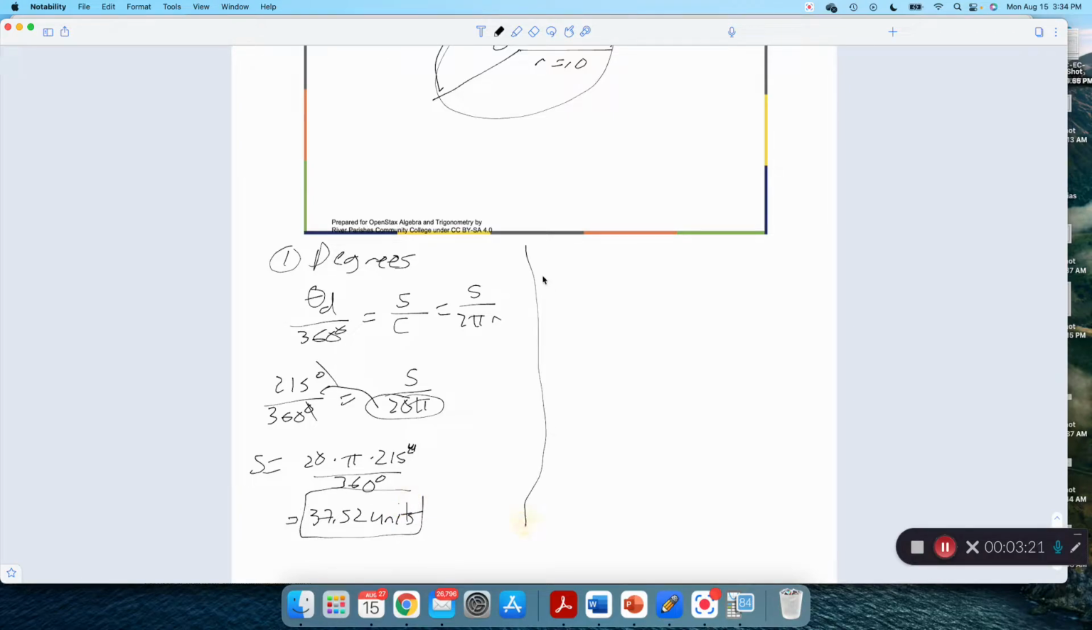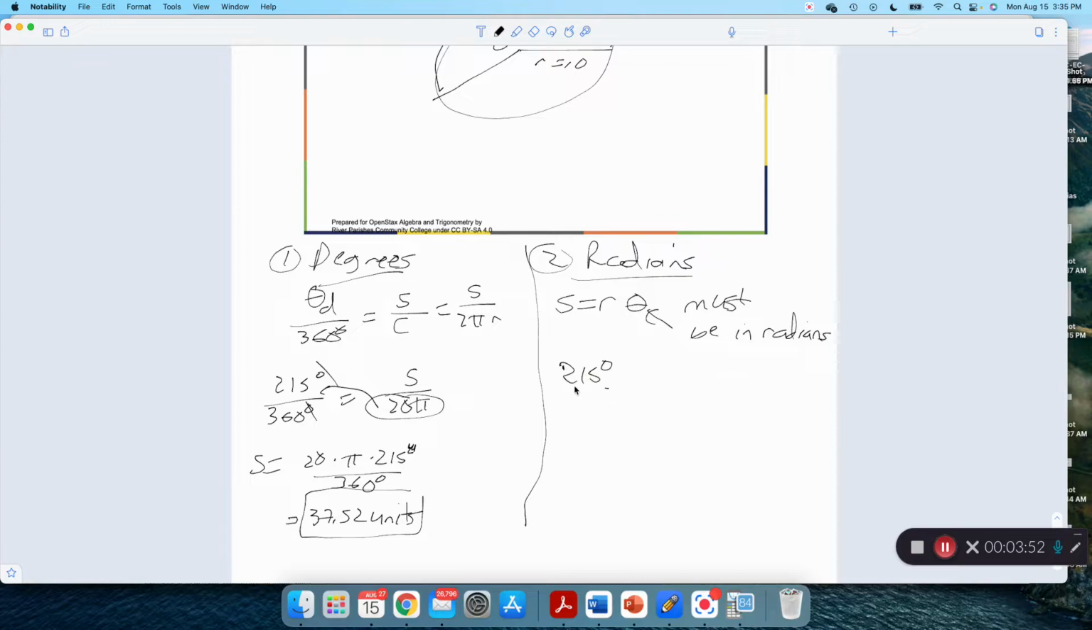Or I could do this in radians. I know S equals R theta. But that angle there must be in radians. If I want to use this simple formula, I have to go through all the work of converting that angle first. So let's do that.